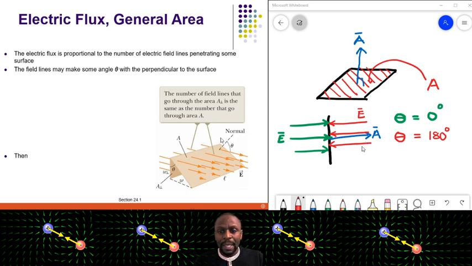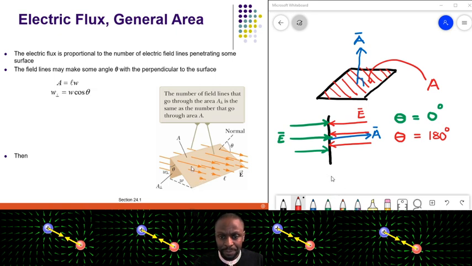Now, having said that, if the electric field is coming in this direction, there must be a width perpendicular where the electric field is actually interacting with this surface. If this is the length of this area, and you also have the width of this area, then in order to get the value for the area, you have to know the length times the width.